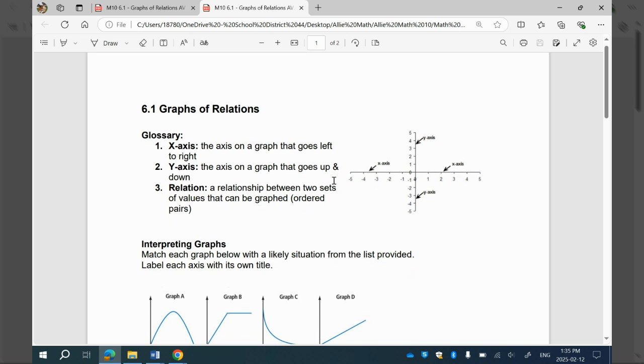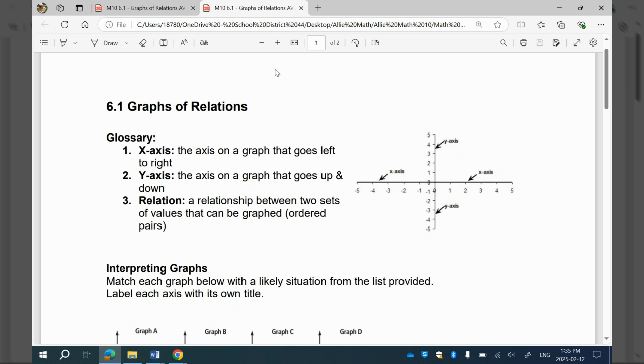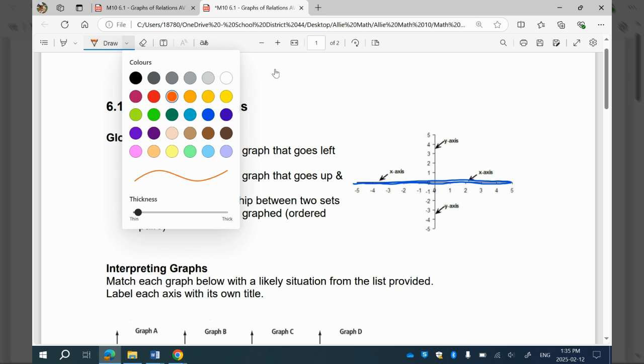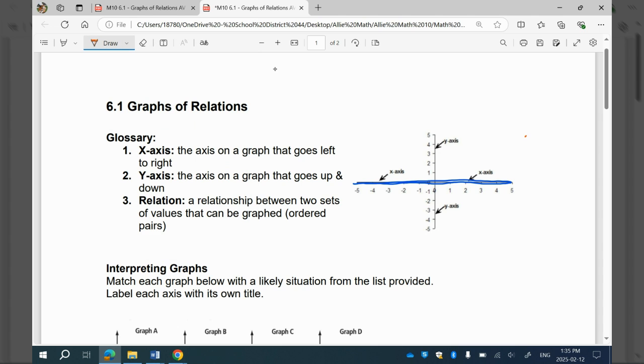Hello, everybody. Here we are, 6.1 graphs of relations. And just to start, a little bit of what I think will be review: the x-axis is the axis on a graph that goes left to right. So this one right here is our x-axis. And the y-axis is the axis on a graph that goes up and down, this one right here.